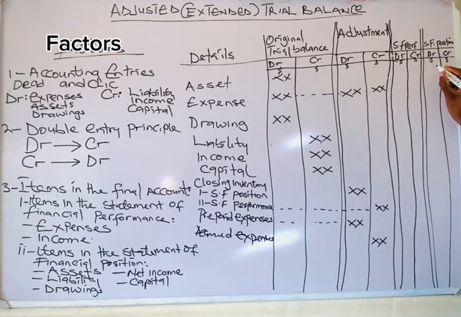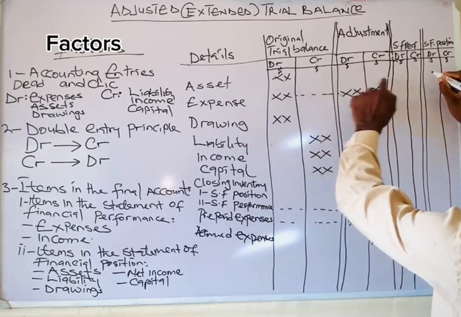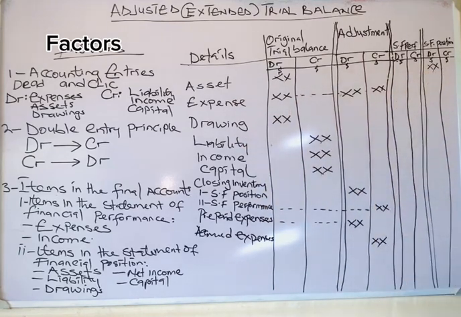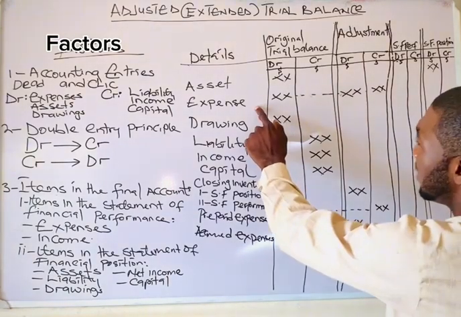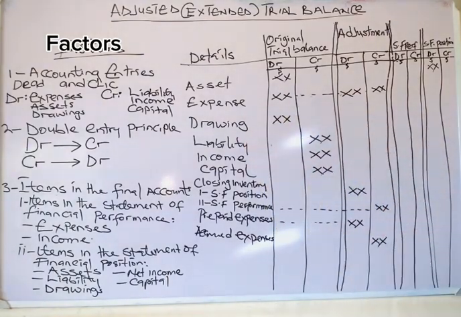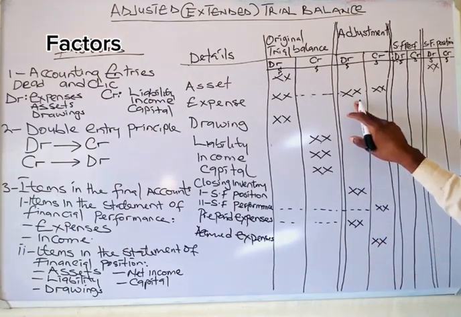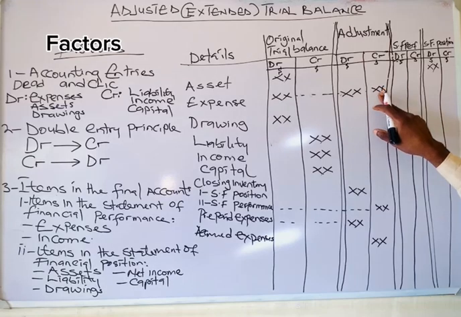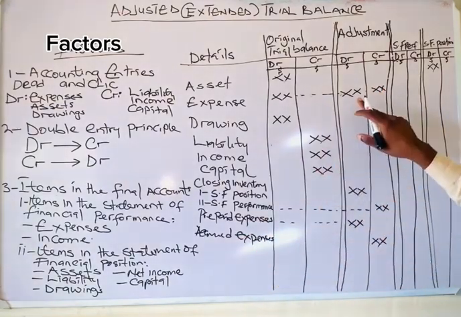So you will come here and say assets. You debit it. It's a debit item. So your expenses, there is an adjustment for it. Since there is an adjustment for your expenses, we have adjusted for prepaid expense and we have adjusted for accrued expense.